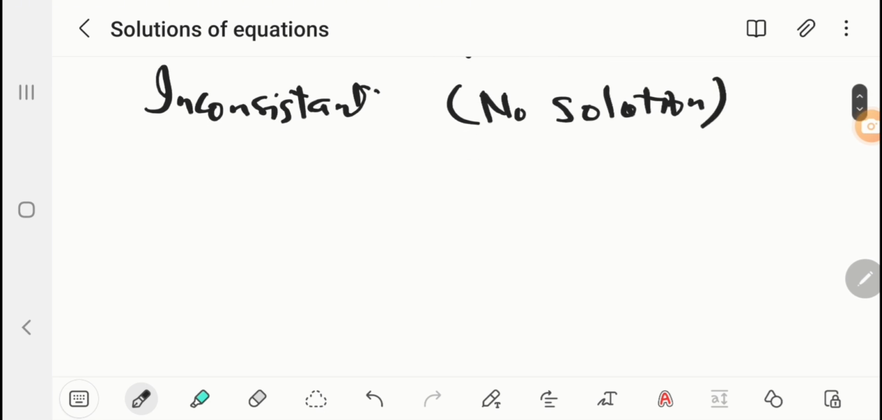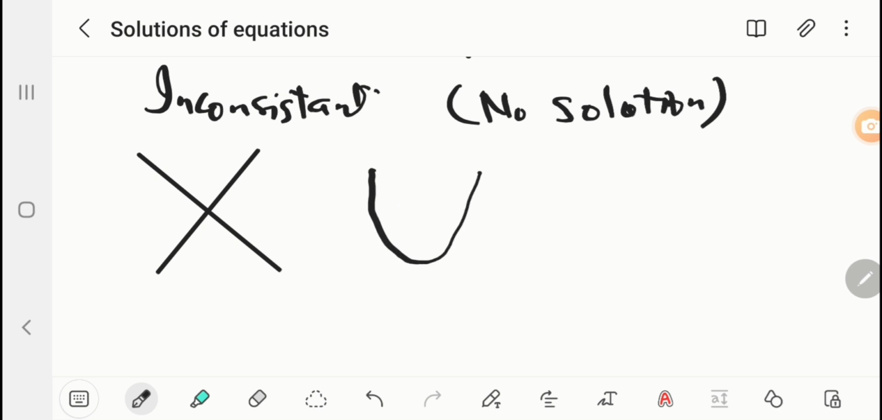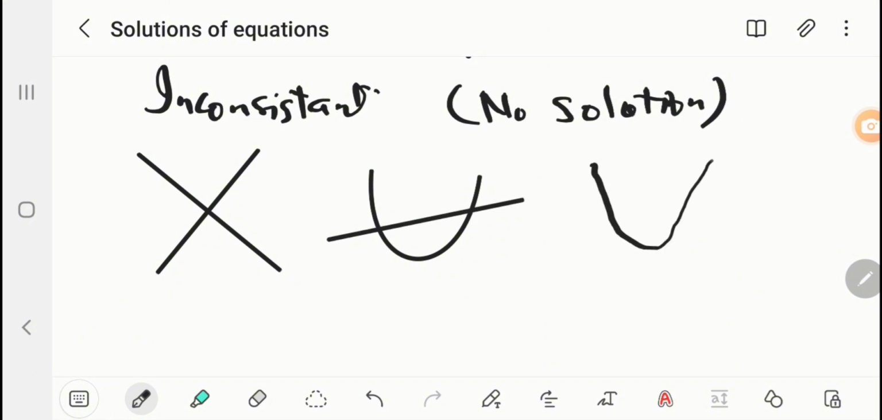Students, if two equations have a solution, graphically they will be like this. If the two equations are linear, they will cut at a single point, or if one is non-linear like a quadratic and the other is linear, they may cut at two places, or the line may just touch the curve.